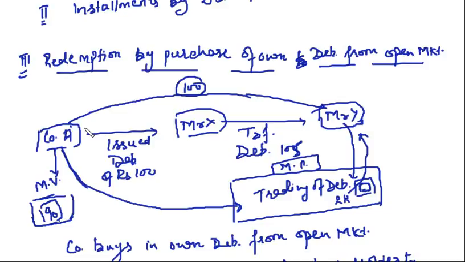Then it is the liability of the people sitting in the open market to pay to Mr. Y. That is their headache. Company A is out of the picture then. Company A was to pay 100 rupees. Instead it paid 90 rupees and earned a profit of 10 rupees. Happy?